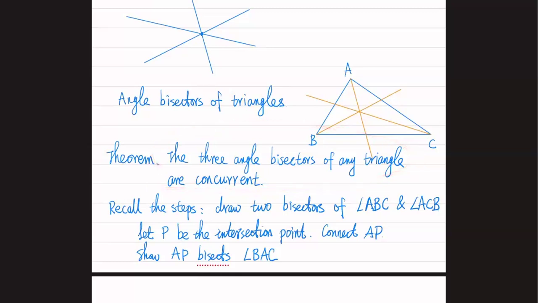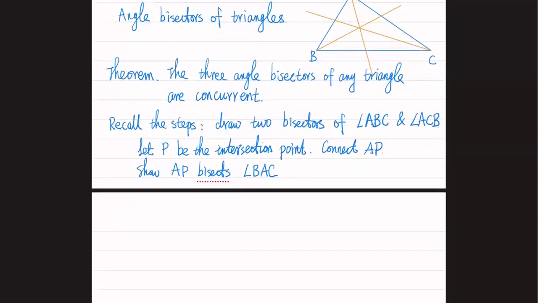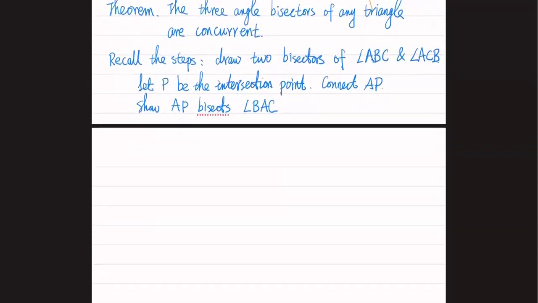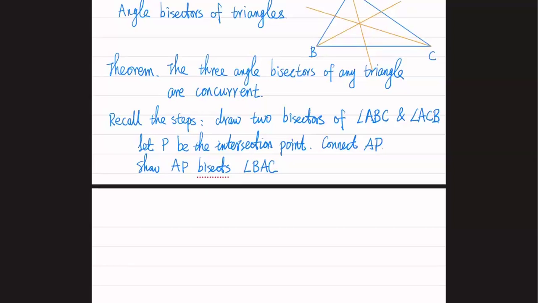That's how we proved that the three are concurrent. We start with two of them. These two angle bisectors will intersect at a common point. Now we connect this with the third, and we prove this is also an angle bisector. Therefore, the three angle bisectors intersect at the same point, so they are concurrent. To prove this, I'm going to copy the graph here.